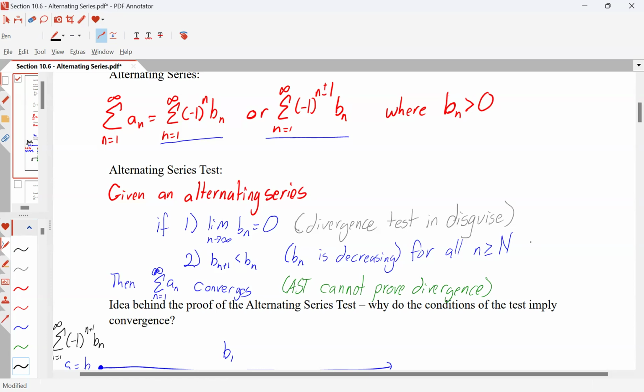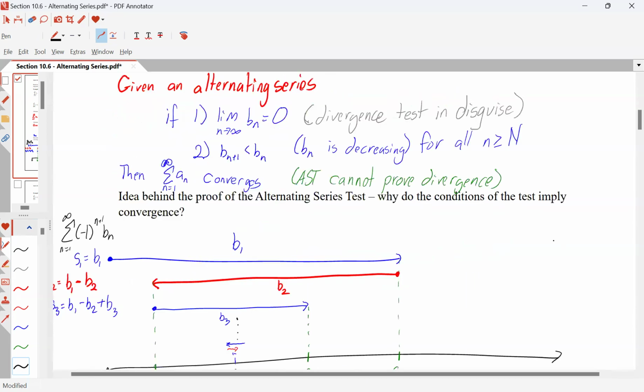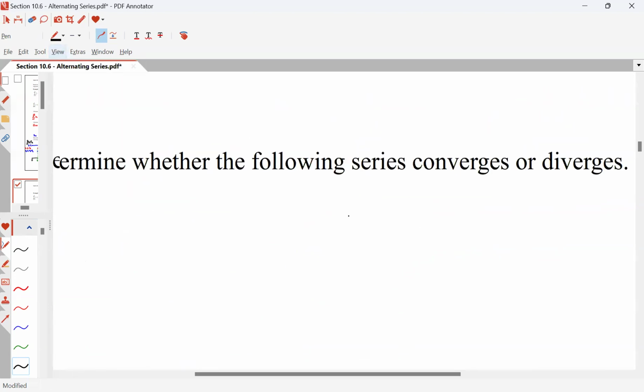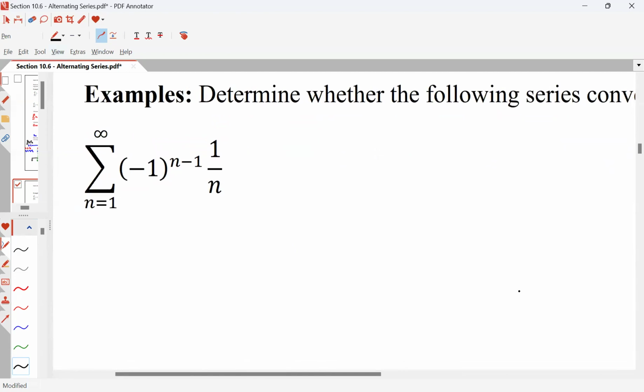Now let's take a look at a few examples of this. The first example we are going to look at is the series n equals 1 to infinity of negative 1 to the n minus 1 times 1 over n. This is not quite the same series we saw right at the beginning. This one is a little bit different because the exponent changed. Before we had negative 1 to the n times 1 over n. Now we have negative 1 to the n minus 1. All that does is change what we start with, a positive or a negative.